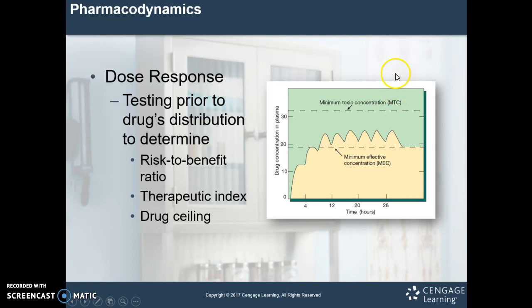So what we have between the two of them, let's say between 32 and 20, is a therapeutic window. Anything in between here is therapeutic. It's working, it's making the body do what we want it to do. Anything above is toxic, and anything below is ineffective.